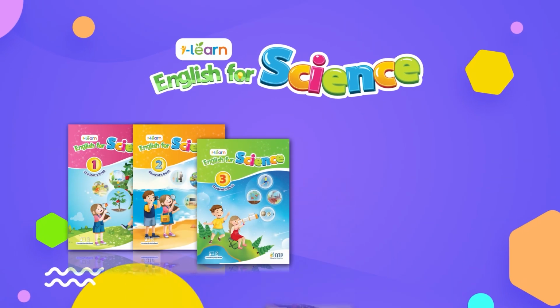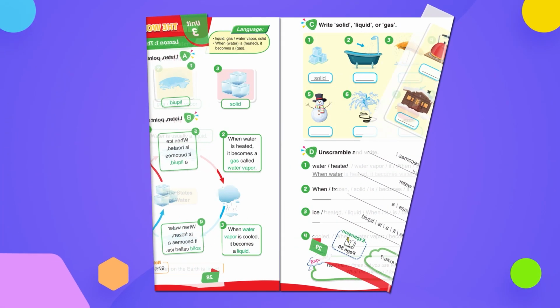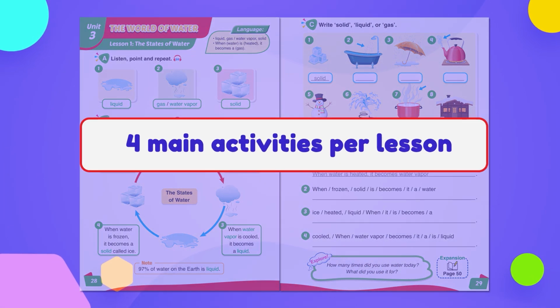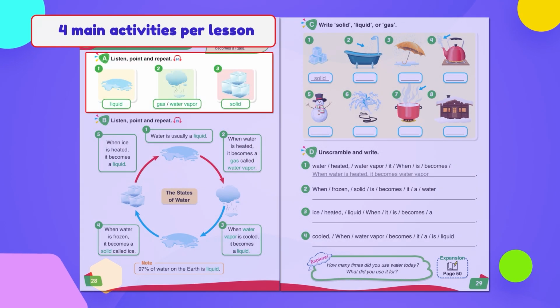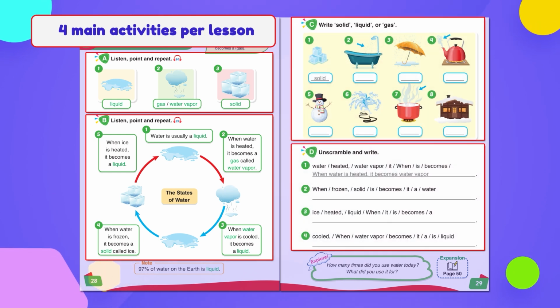Let's take a closer look at I Learn English for Science. In this series, there are 4 main activities per lesson. Part A, Vocabulary. Part B, Key Language and Concept. Part C and D, Practice activities.